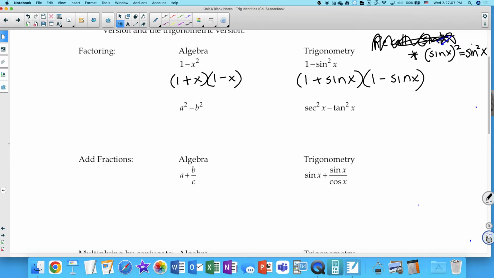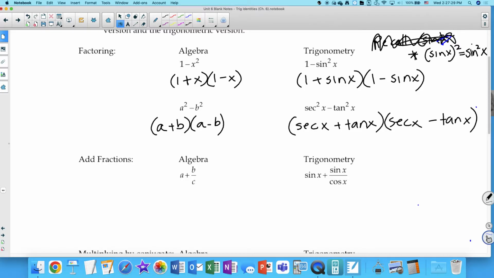Okay? So here's another difference of squares. A squared minus b squared would be a plus b times a minus b. Okay? If we're looking at this guy, sec x plus tan x, sec x minus tan x. Okay? All right, now, rational expression type things.